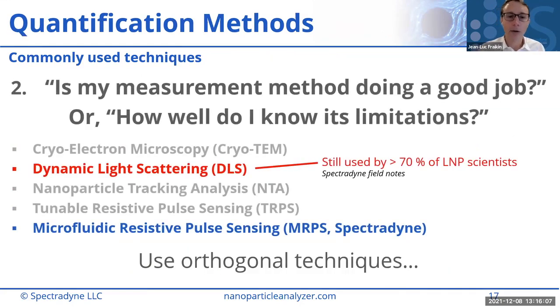So how can I know if I'm using DLS properly, if I'm operating within its fundamental limitations? The short answer to that is to use orthogonal techniques, such as our technology, for example. Remember, NTA is still essentially light scattering, with similar limitations, and cryo-EM is not practical for routine use. So let's compare dynamic light scattering to microfluidic resistive pulse sensing.